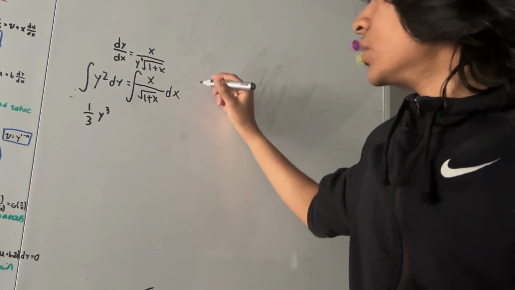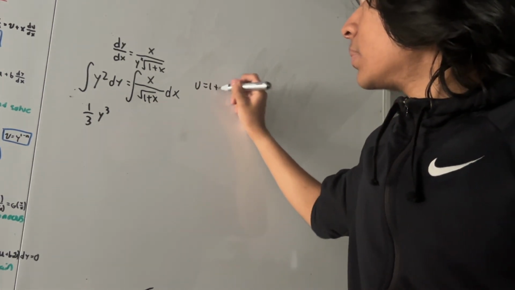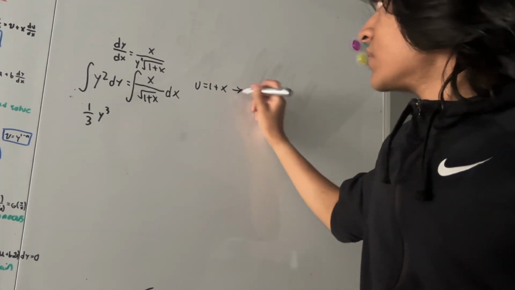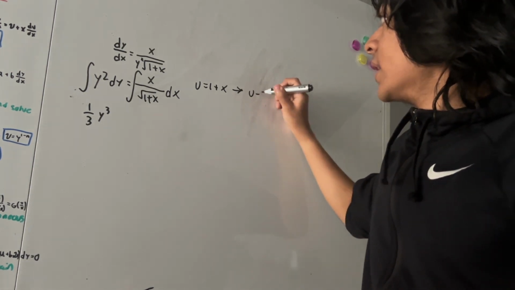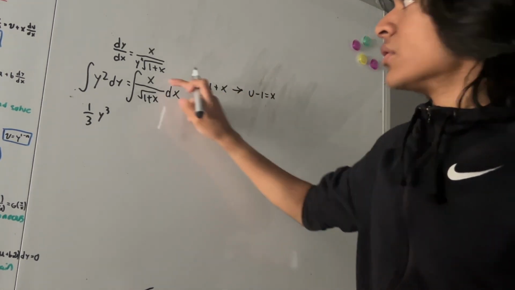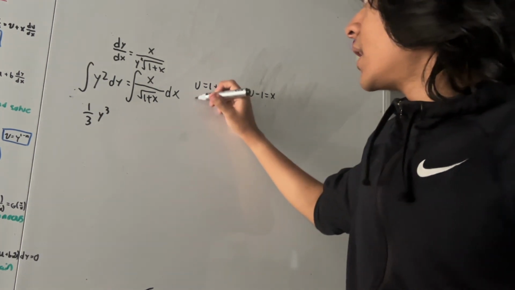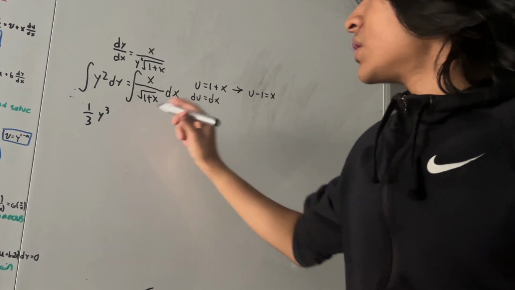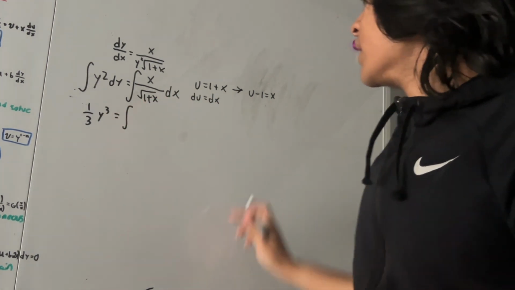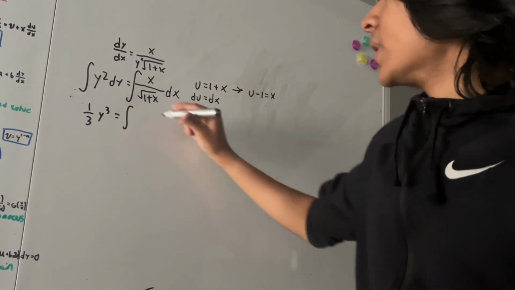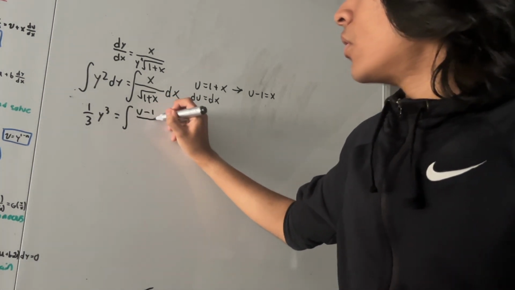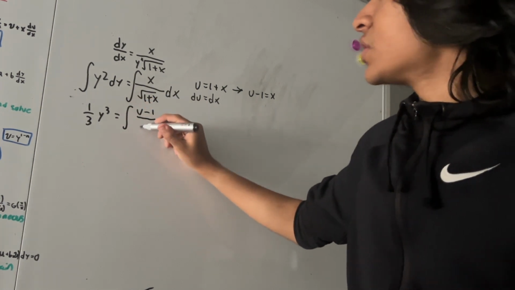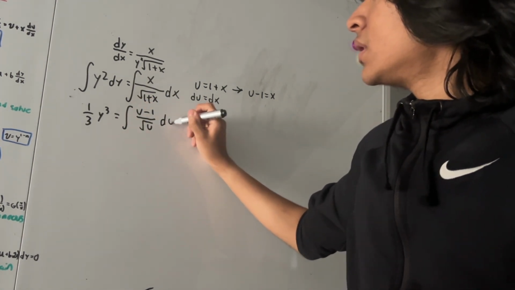So here we could just let u equal 1 plus x. So when we transform that, we get u minus 1 is equal to x, so that way we can later substitute in for this x right here, and then du is going to be equal to just dx. So now our integral is going to be, our x here is going to be u minus 1 over the square root of u du.